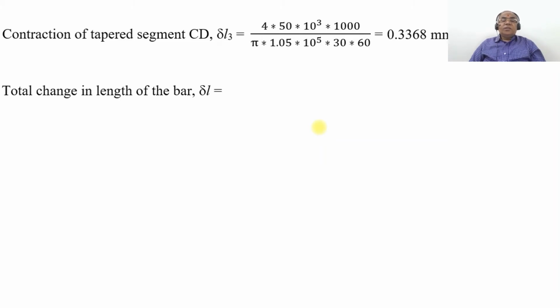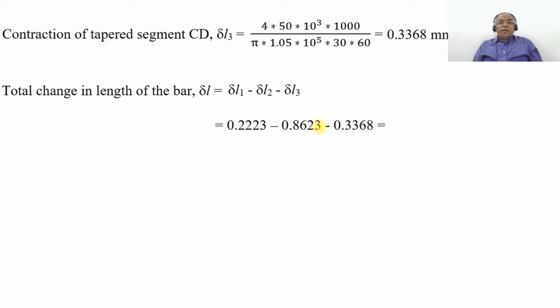So what is going to be the total change in the length of the bar? That is delta L equal to delta L1 plus delta L2 plus delta L3, wherein in this case delta L1 is positive and delta L2 and delta L3 are negative because it is compressive in nature. So naturally it should be contraction in delta L2 and delta L3. Therefore, you are getting the negative values. So once you get this, it will be 0.2223 minus 0.8623 minus 0.3368. On simplification, you are going to get 0.9768 mm.